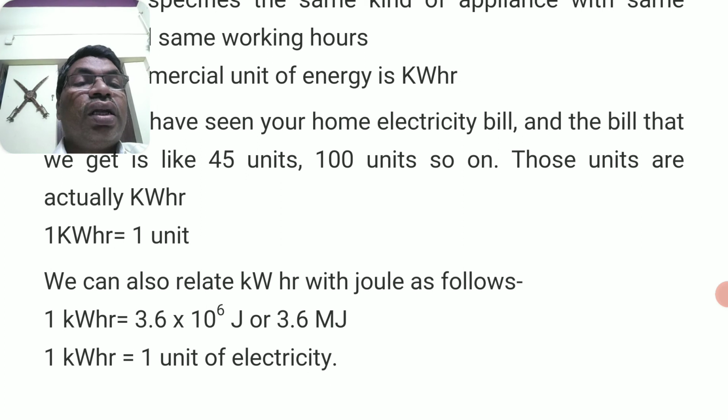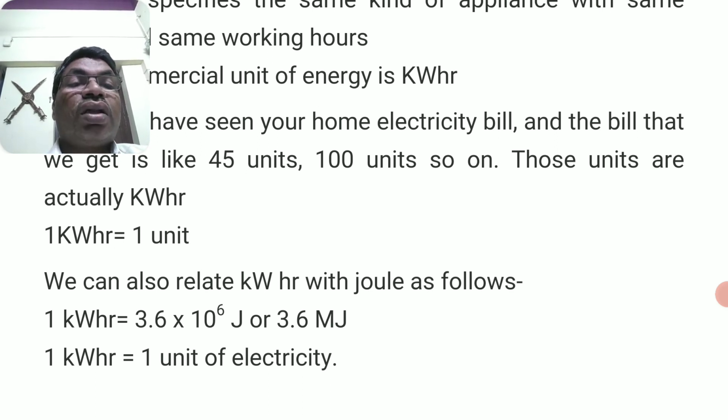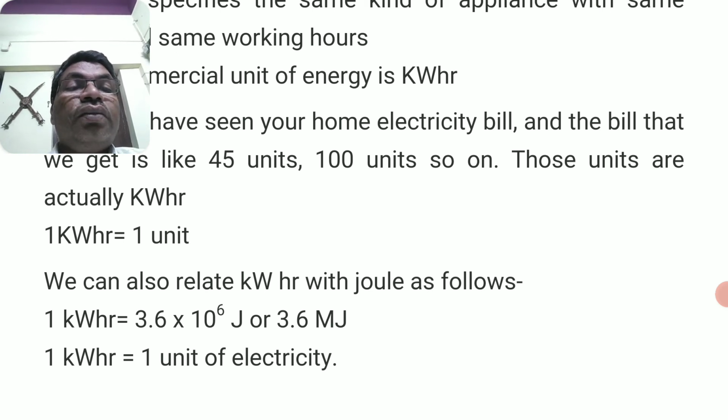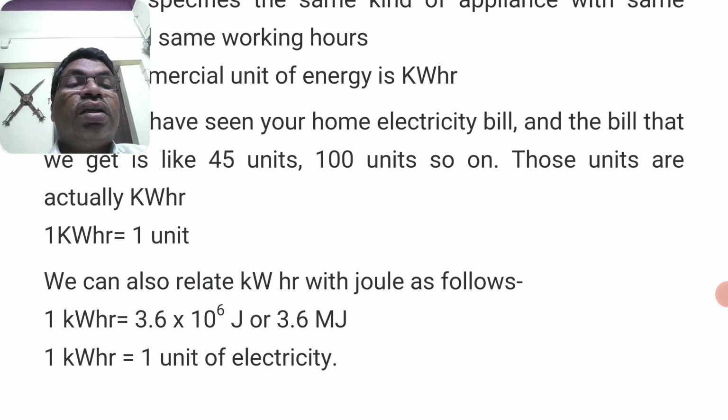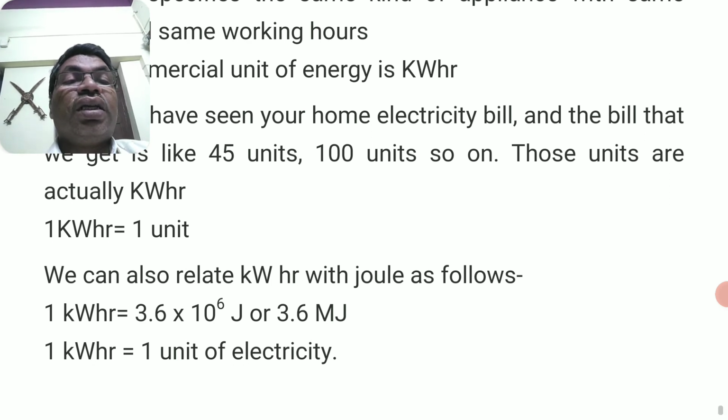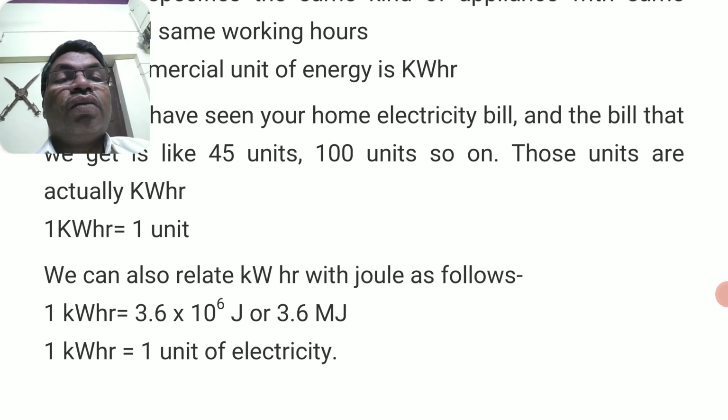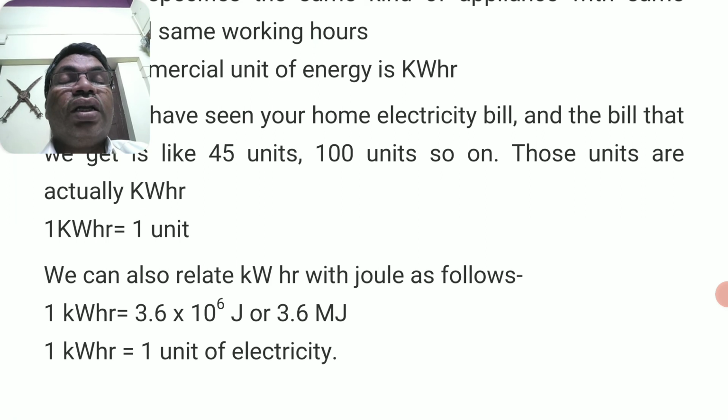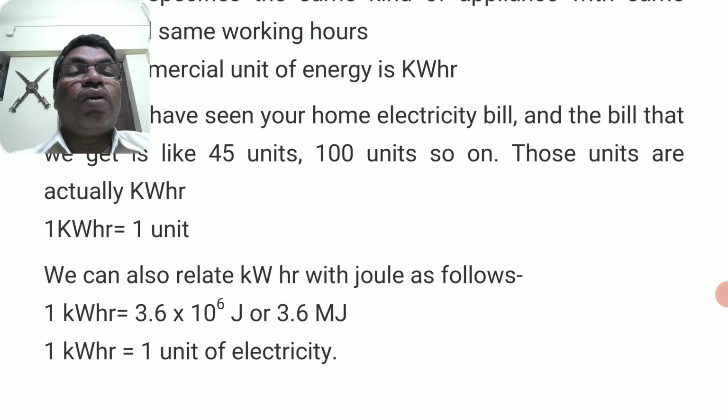We can also relate kilowatt hour with joule as follows. 1 kilowatt hour is 3.6 × 10^6 joules, or 3.6 megajoules. 1 kilowatt hour is the unit of electricity. So once again I repeat, 1 kilowatt hour is 3.6 × 10^6 joules or 3.6 megajoules. 1 kilowatt hour is the unit of electricity.